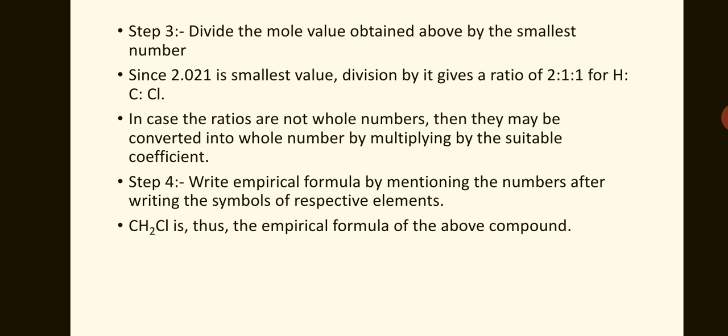Step 4. Write the empirical formula by mentioning the number of atoms after writing the symbol of the respective elements. So hydrogen, carbon and chlorine are in the ratio of 2:1:1 respectively, so the empirical formula or simple formula becomes CH2Cl.